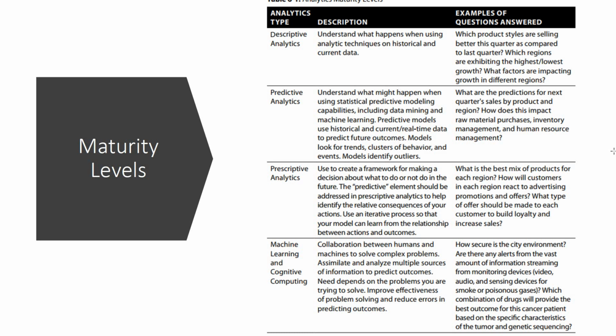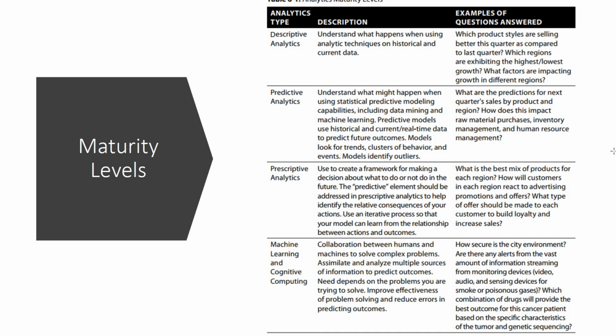actions and outcomes. Can we have an example? Yes. What is the best mix of product for each region? How will the customers in each region react to advertising campaigns and offers that we are giving? What kind of offer should be made to each customer to build increased customer base? These are all the kinds of questions. Now the first one was descriptive, the second one was predictive, and the third one is prescriptive.